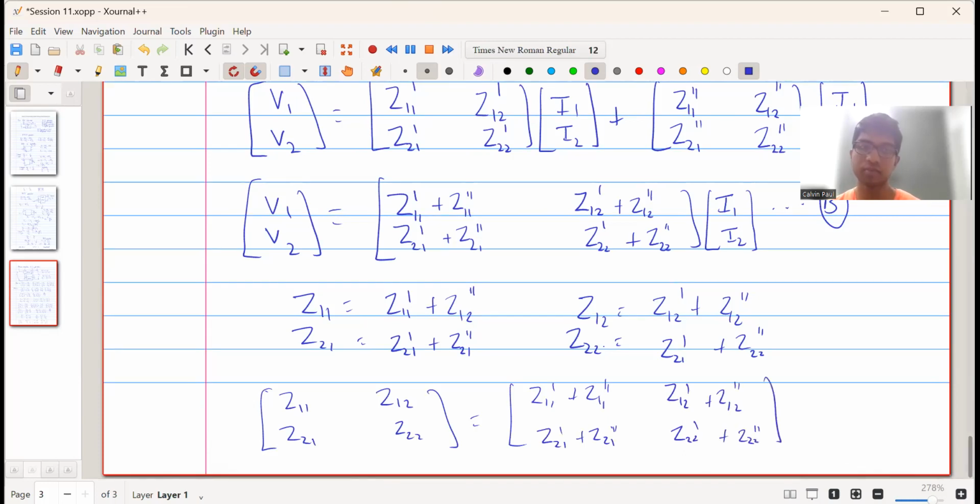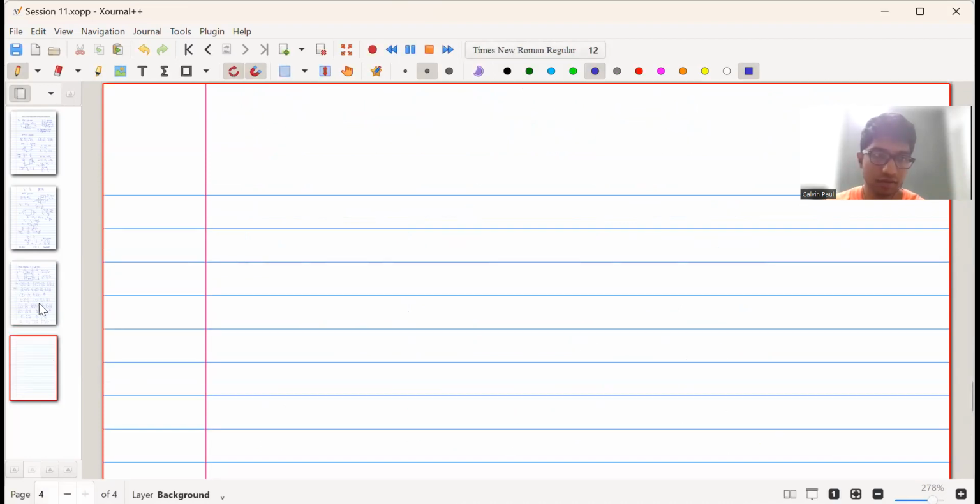Okay. So thus we have found the condition for the Z parameters when the networks are connected in series. So we use Z parameters, and Z parameters are very useful to find the overall parameters of the network.